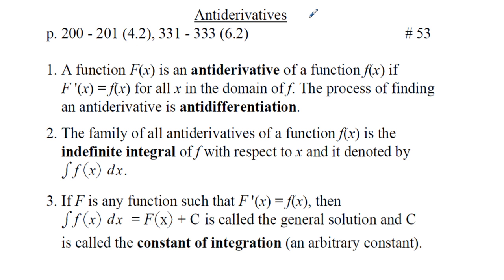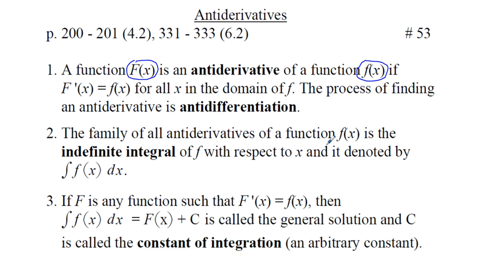Up until now in calculus, we've been going over differential calculus, finding the derivative of an expression or an equation. Here we're looking at antiderivatives, which go in the opposite direction. A function capital F of x is an antiderivative of a function little f of x if F prime of x equals f of x for all x in the domain of f. The process of finding an antiderivative is called antidifferentiation, the opposite of differentiation.